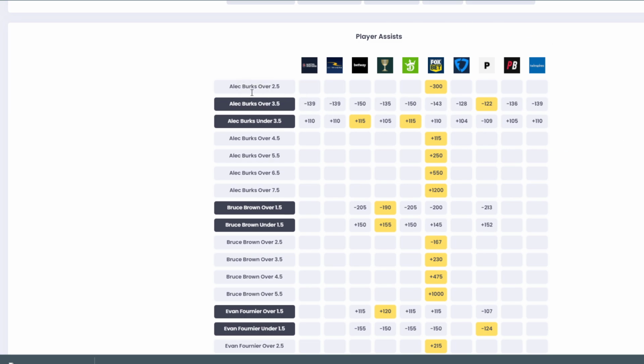So even though I use this tool to look for inefficiencies in the market, there might be a play I just like, and I do like the over on Alec Burks here. But it's saying that minus 122 should be the line, and you can still get it at FanDuel Sportsbook at minus 128. It's a good way to shop as well. You wouldn't want to pay minus 150 at DraftKings when you can get it at minus 128 here. And I might go over and just play this morning because I did like this pick.